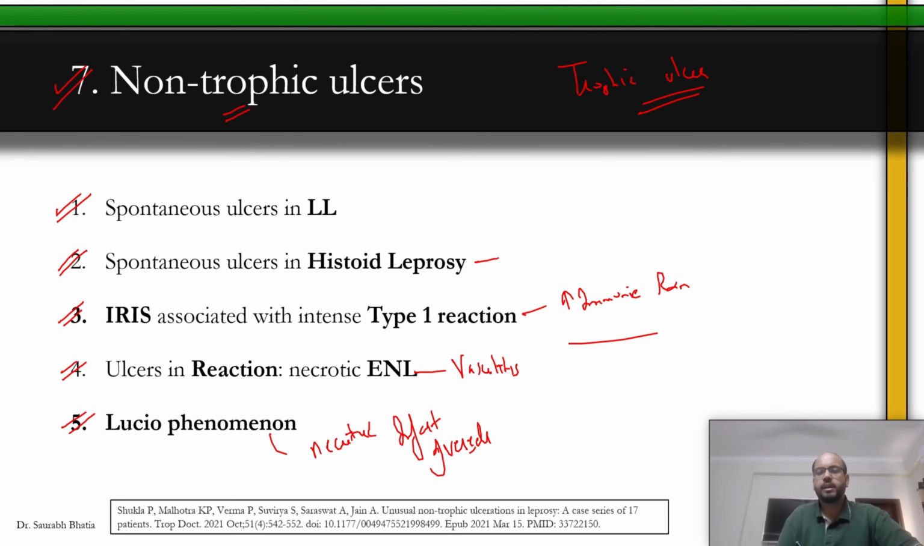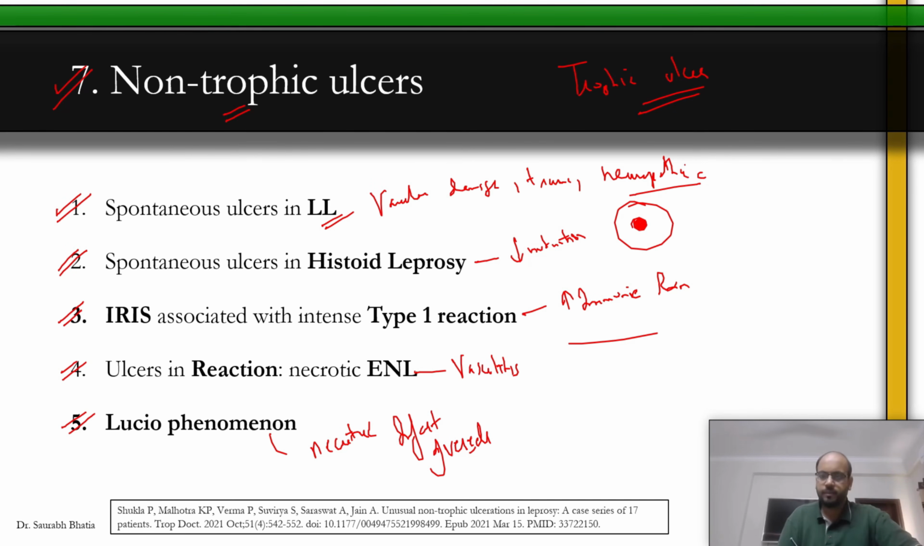In histoid leprosy, it could be because of decreased nutrition in the center of granuloma. Remember, in histoid leprosy, you see large nodules, and when they become bigger, the center part gets necrosed and then ulcerates. And spontaneous ulceration in LL could be because of vascular damage, trauma, and to some extent neuropathic too in some of the cases. Yes. So these are the reasons why you can have non-trophic ulcers in leprosy. Let's move forward.